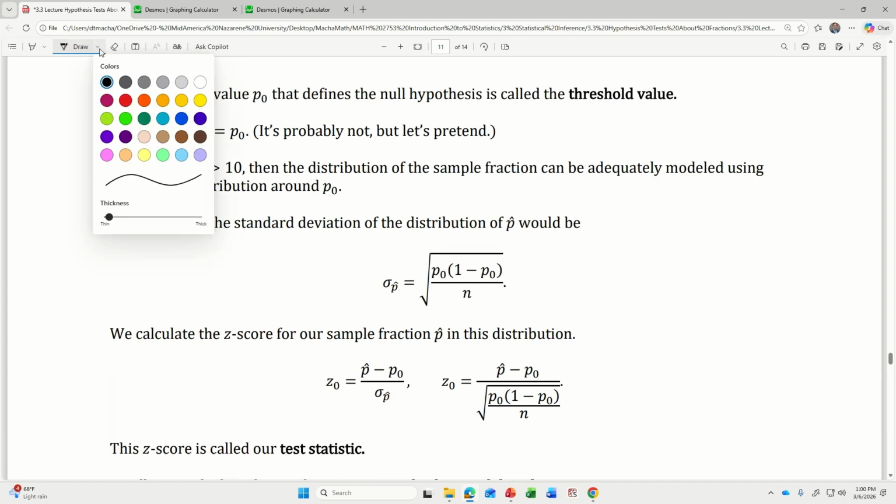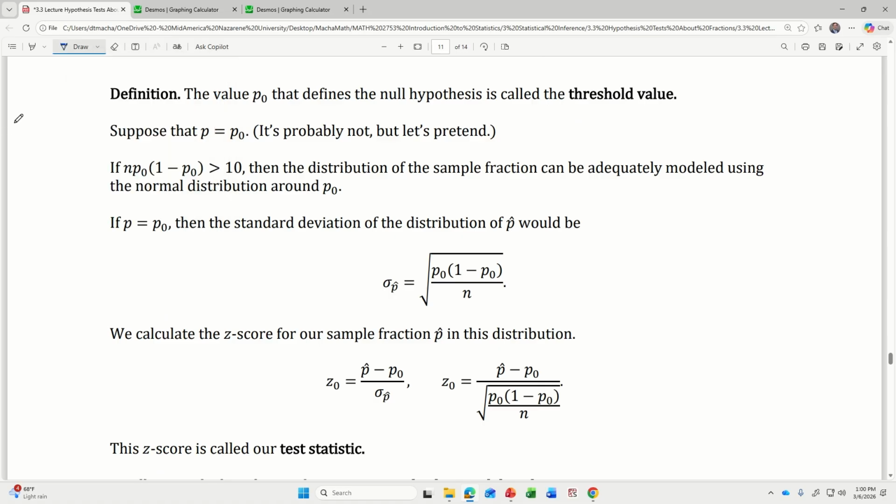So just to remind you, the value P0 that defines the null hypothesis, the difference between the null and the alternative, that's the threshold value. So we suppose that the true underlying population fraction is equal to the threshold value. We know that it's probably not, but we like to pretend that the actual population fraction is the threshold value.